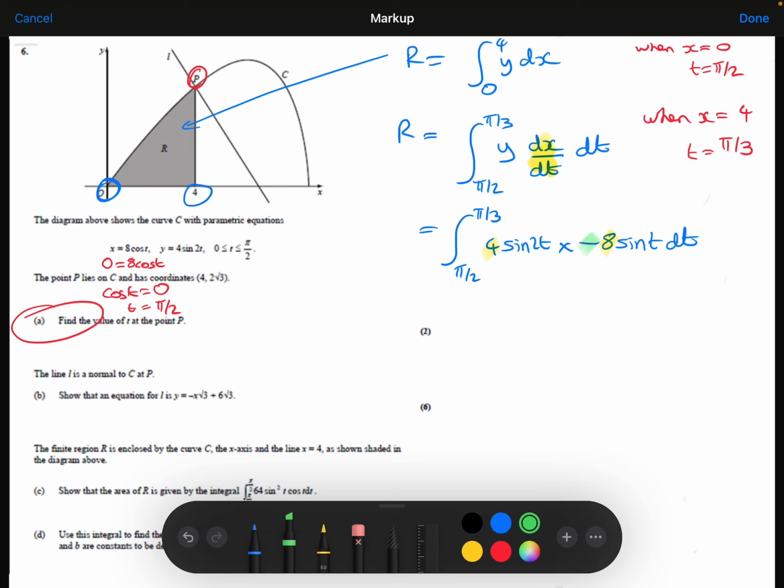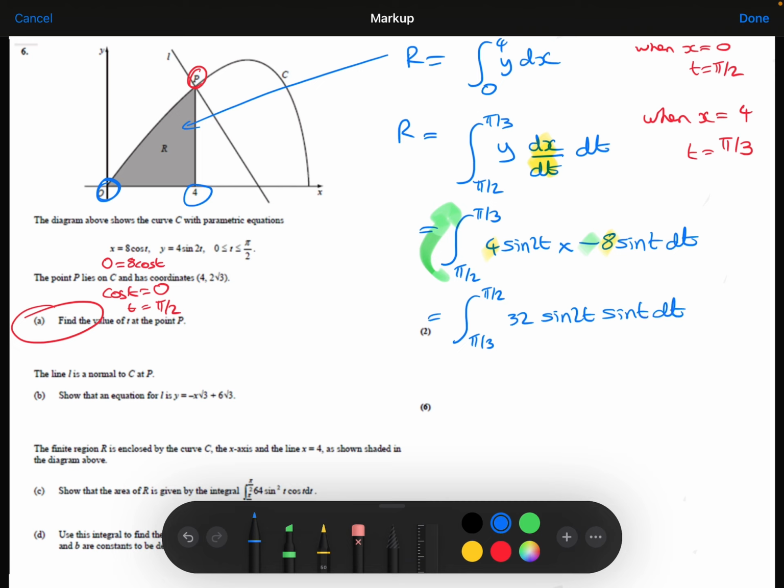Whilst I'm at it as well, I'm going to swap the limits around with that negative, just so I've got the bigger limit on the top. The pi over 2 is bigger than the pi over 3, so it's simpler to have that on the top. And I can swap those around by getting rid of that negative. Then, like I say, the 4 times the 8 is the 32. And I've got the sine 2t sine t.